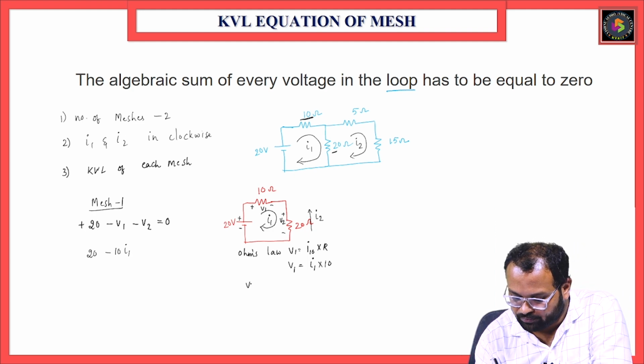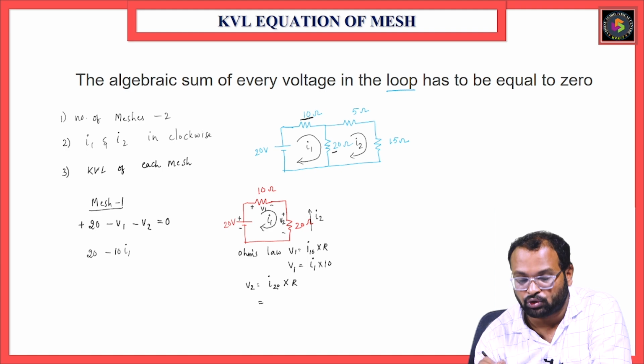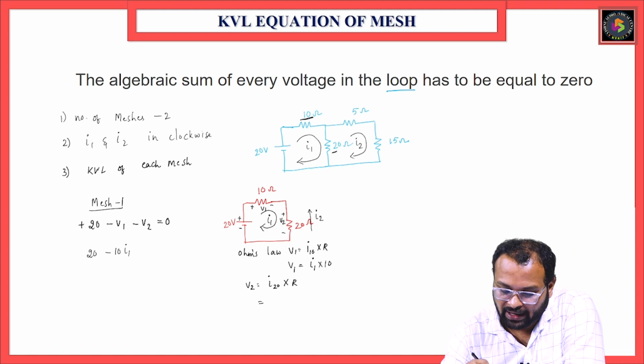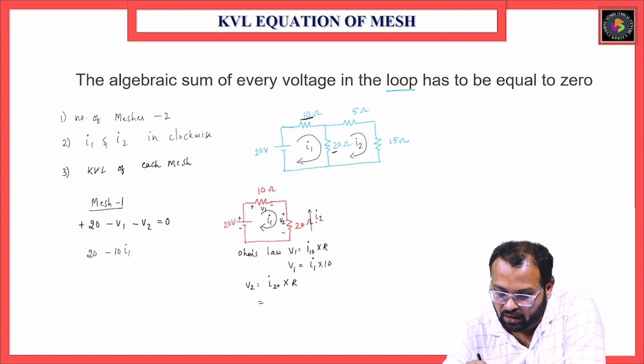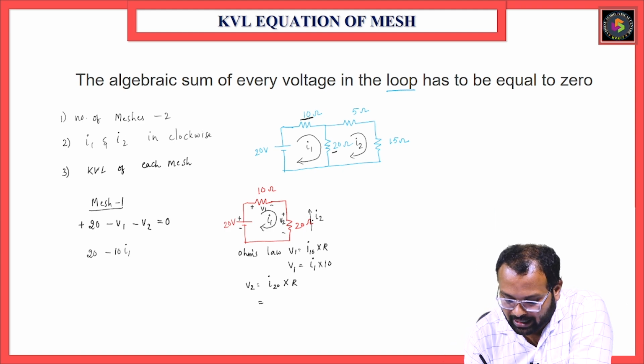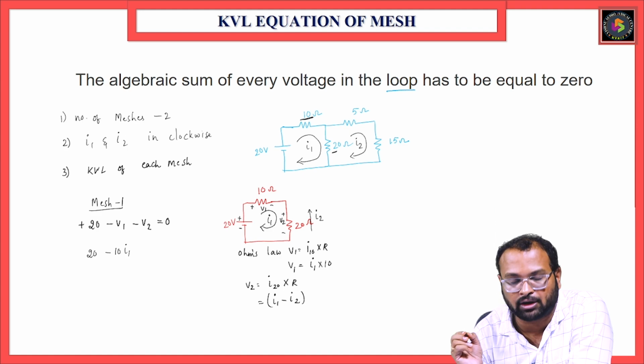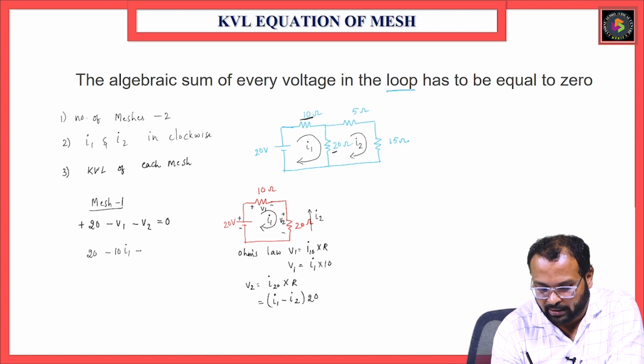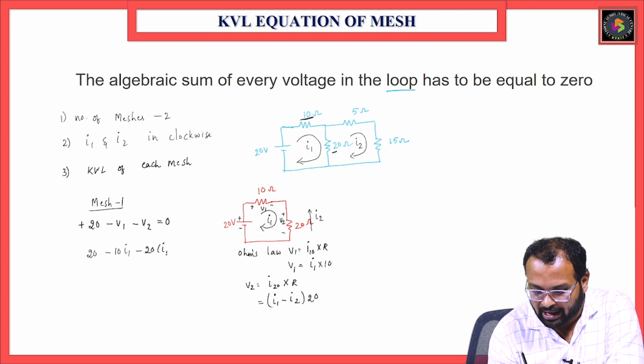Coming to V2, V2 is also the current through 20 ohms times R. R is 20 ohms, anyhow we know. What is the current through 20 ohms? I already told you we have to find the effective current through that one. So what is the effective current? We have to take the direction of I1 as reference. I2 is opposite to I1. So the current will become I1 minus I2. This is the effective current through 20 ohms. Then resistance is equal to 20. So V2 will become minus 20 into (I1 minus I2) is equal to 0.